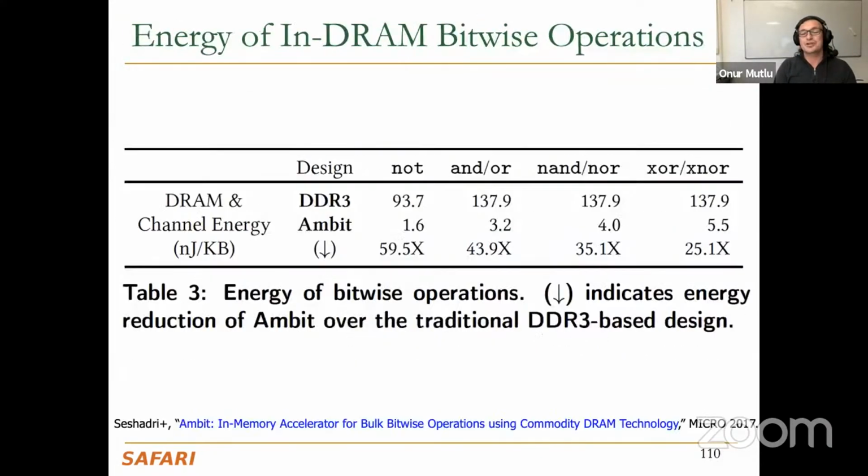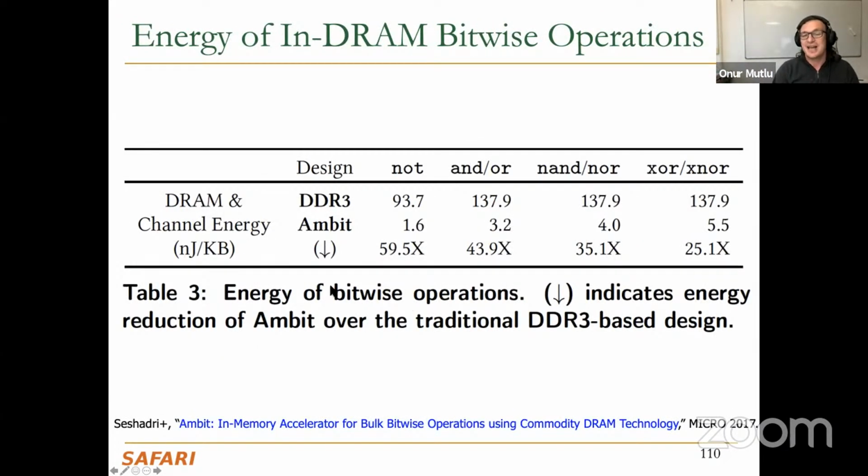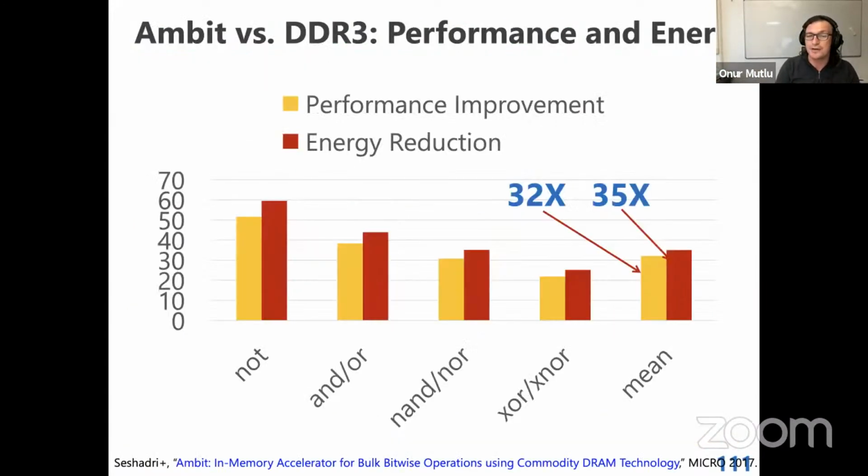The paper shows that the performance is significant for in-DRAM bitwise operations. I'm not going to spend time on this one, but there are a lot of comparisons in the paper. You can see that energy is significant. Energy gets reduced by almost 60x for NOT, and you can build XOR, XNOR operations on top of the AND, OR, and NOT primitives, and majority and NOT primitives also. This is the bulk bitwise operation performance. NOT is the fastest and most energy efficient.